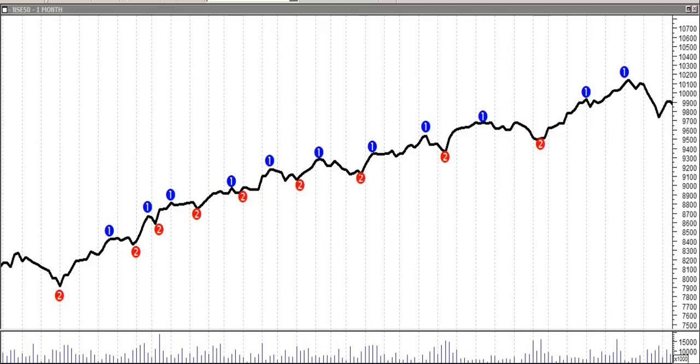Here what I've done is I have marked the peaks with 1, blue color, and the bottoms with 2, red color. If you see the chart carefully, you will see each and every one of the ones is higher than the previous one. So the peaks are getting higher, rising peaks. If you see point 2, which is the bottom or the trough, each bottom is higher than the previous bottom. So rising troughs. So what we have here is a series of rising peaks and rising troughs, correct? So this is a bull market.